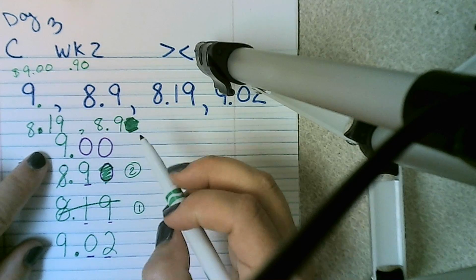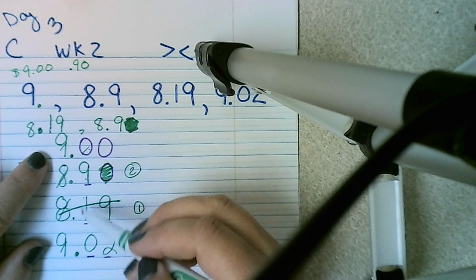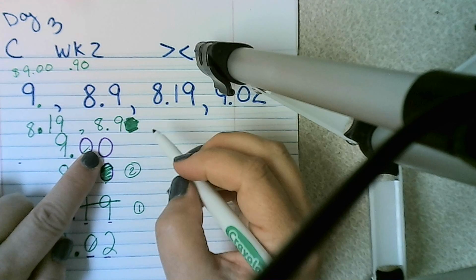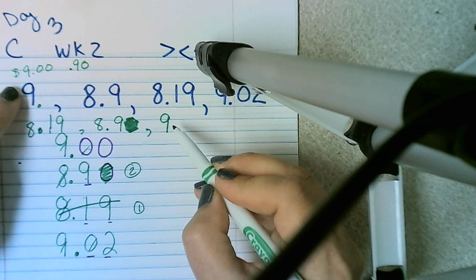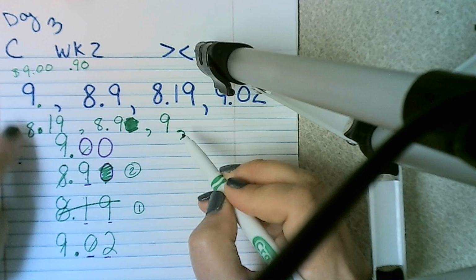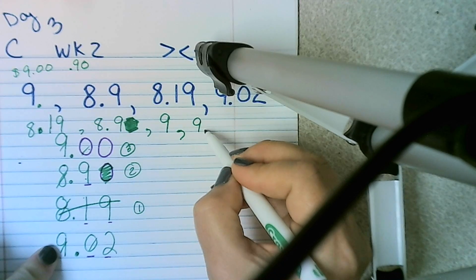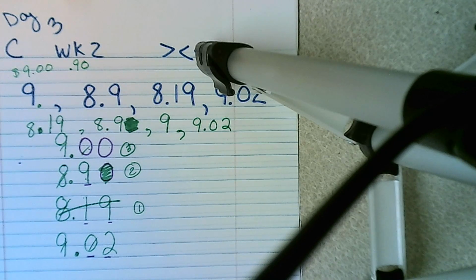Now it takes me to the 9s. 9 and 9 is the same. 0 and 0 is the same. 0 and 2. 0 is smaller, so that's the next one I write. But again, I write it just like it was in the original list, which is 9. And then it takes me to my last one, 9.02, 9 and 2 hundredths. And that is how you list them.